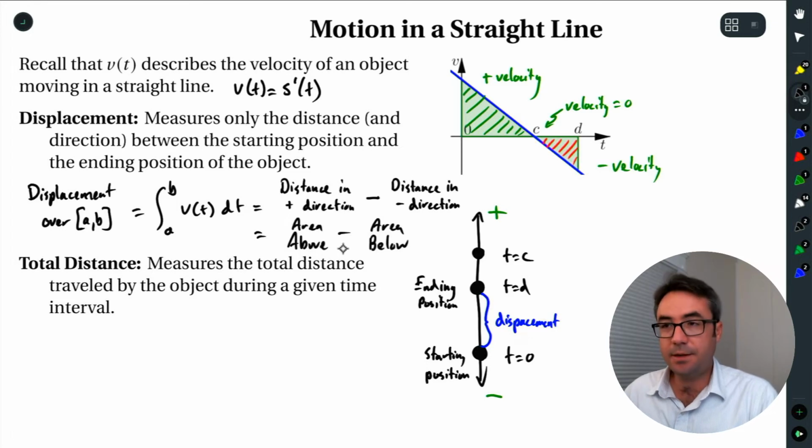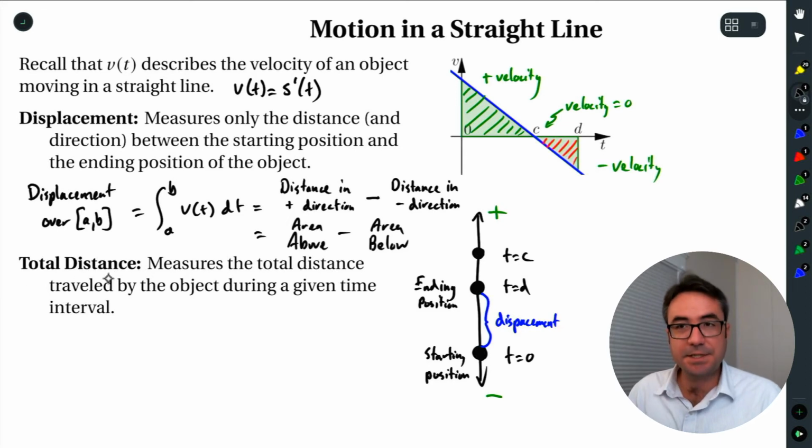So we've seen this quantity before, area above minus the area below. We called that the net area. Now we're expanding that to the context of displacement. If we integrate this velocity function from a to b, we're calculating the distance that we travel in the positive direction, which can be thought of as the area under the curve that's above, minus the distance that we're traveling in the negative direction, which is the area for the region that's below the horizontal axis.